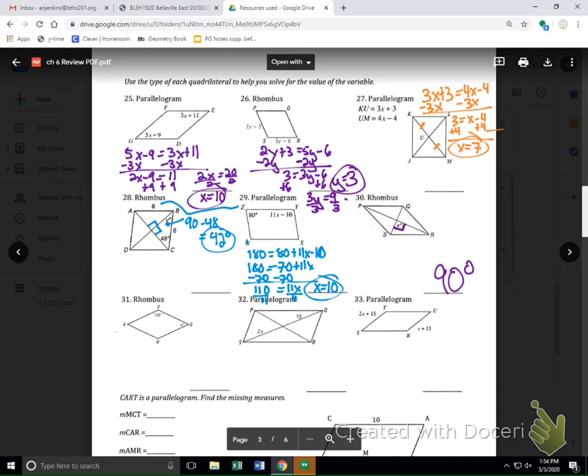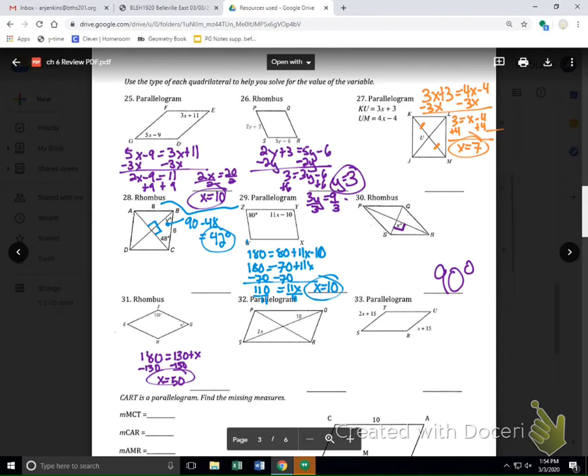Okay, the next one is, again, a rhombus. A rhombus is a parallelogram, just a special type of parallelogram. So we know that the consecutive angles are going to be supplementary. So 180 equals 130 plus x. Subtract 130 from both sides. x equals 50.